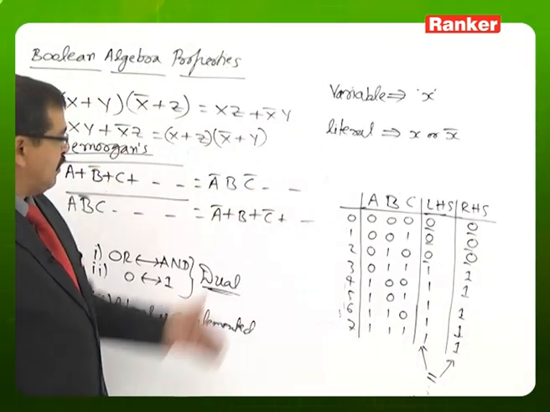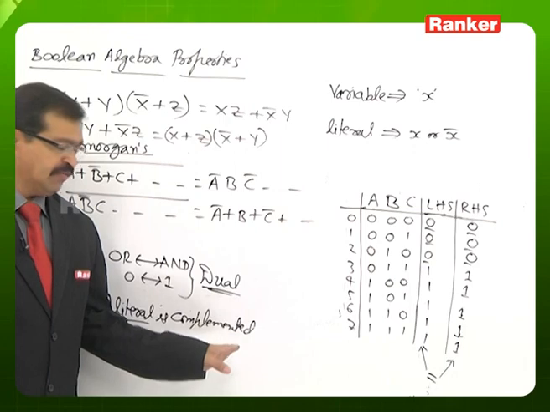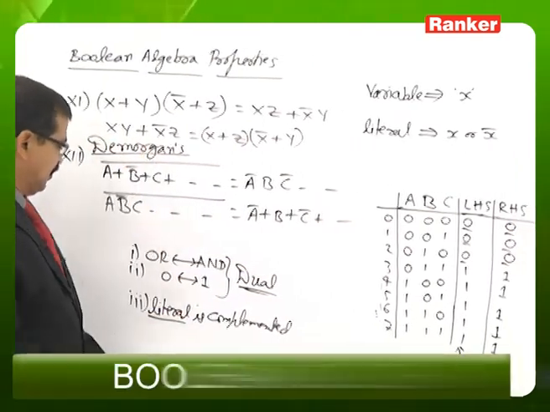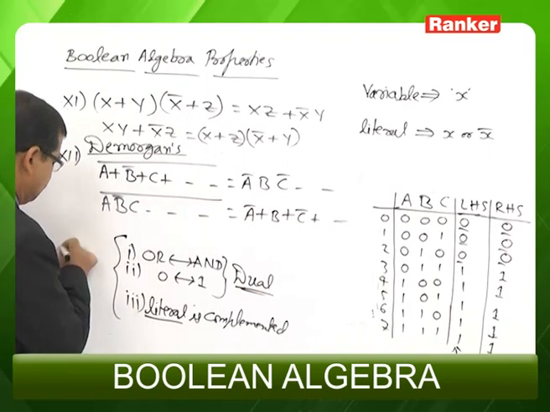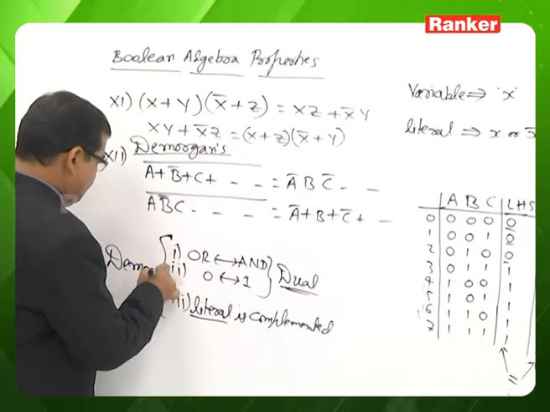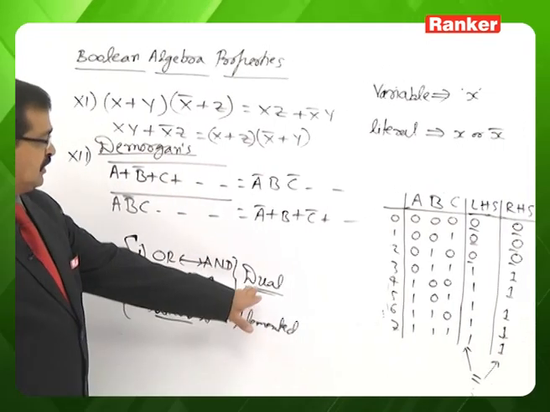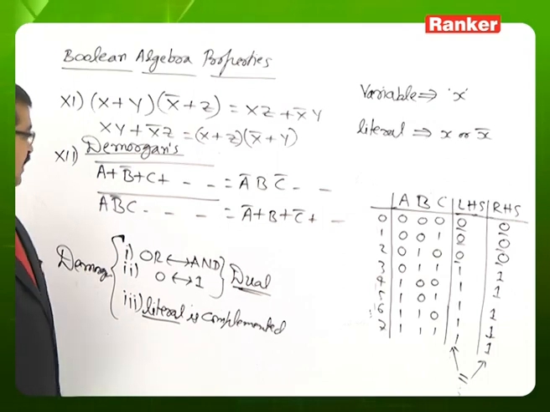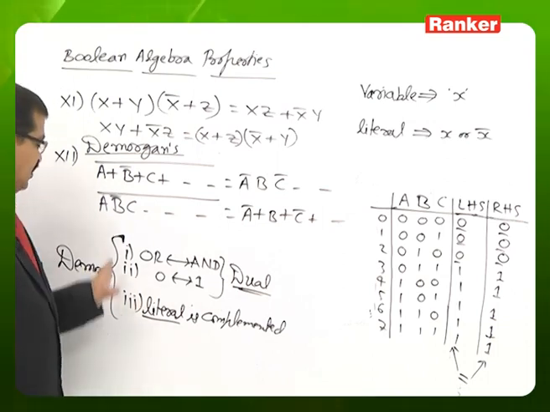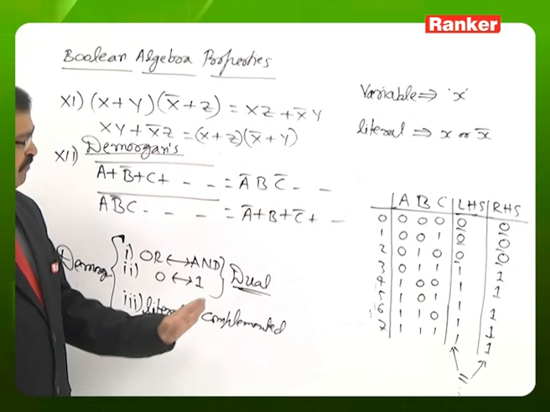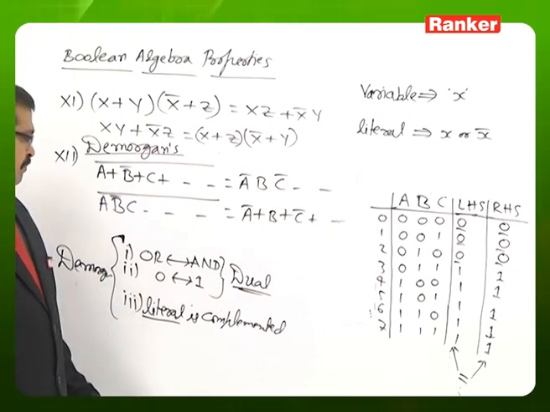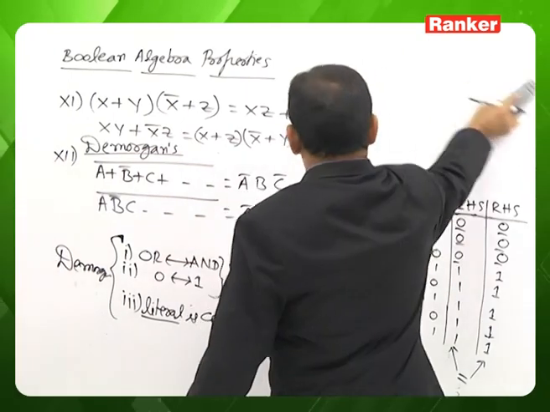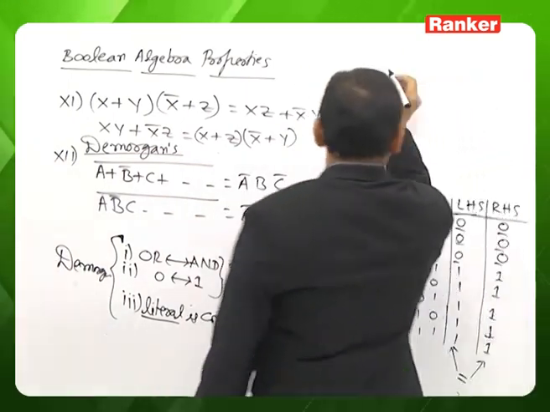So by using this terminology, if we look at the difference between the dual operation and De Morgan's property: in the dual operation, the literals are not affected, whereas in De Morgan's property, every literal is complemented. This is the difference between the dual and De Morgan's property. Based on this, let us look at a small example.